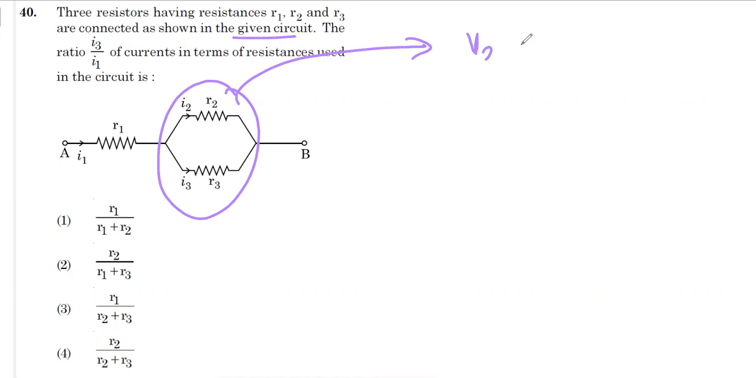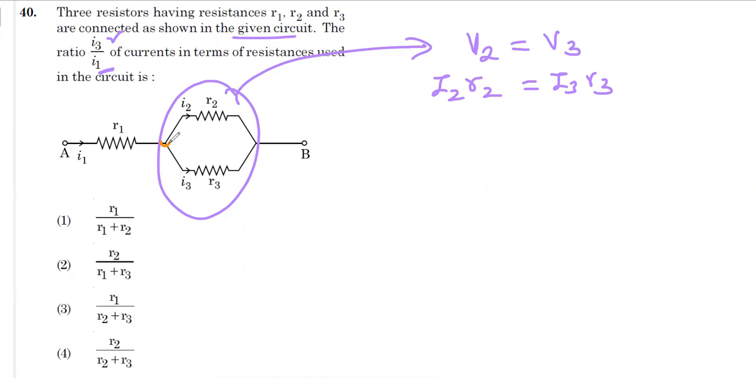So here I can say V2 is equal to V3, and V is equal to IR. So it is I2 R2 is equal to I3 R3. Now, I need I3, but I have I2 and I1. So I will change it according to what I need.